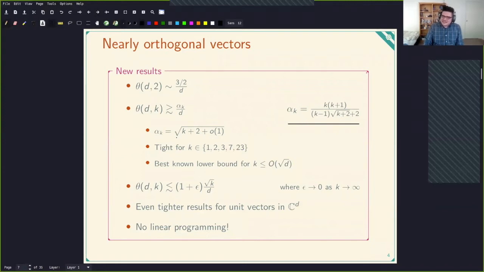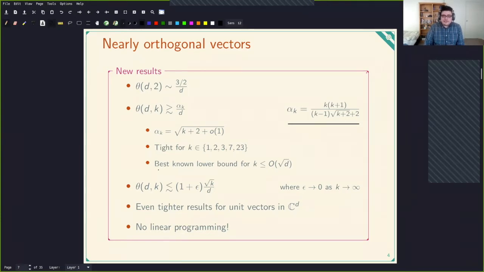And if you look at how the constant is growing asymptotically, say k gets large, it turns out it's growing like square root of k plus 2. So remember, with the Welch bound, it's square root of k, and we're basically improving this to square root of k plus 2. Now, this kind of feels pointless. Why do we care about this extra plus 2 inside of the square root? Well, it turns out that this is a tight bound whenever k is 1, 2, 3, 7, or 23. This is perfectly tight, at least for infinitely many d.